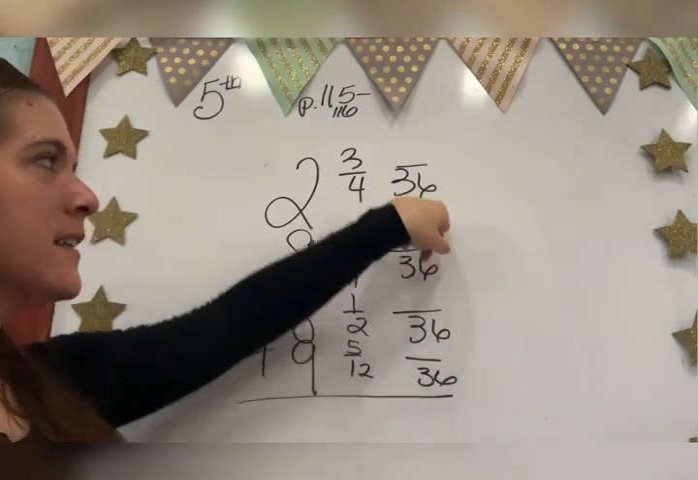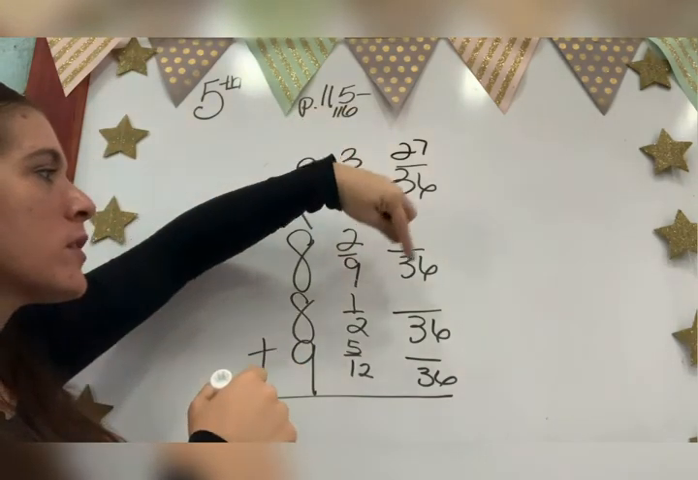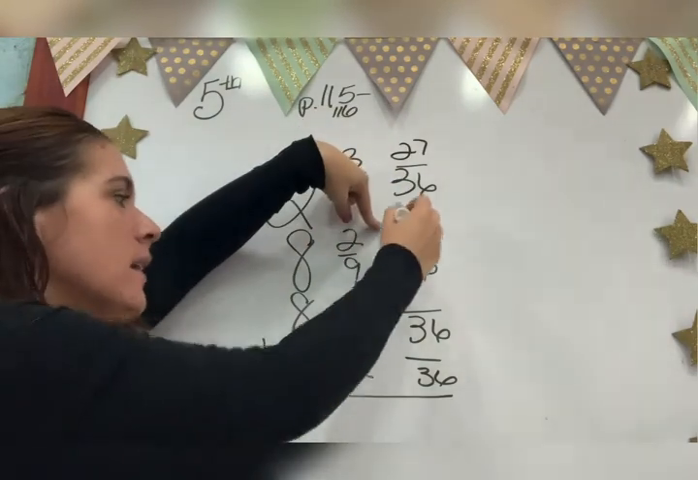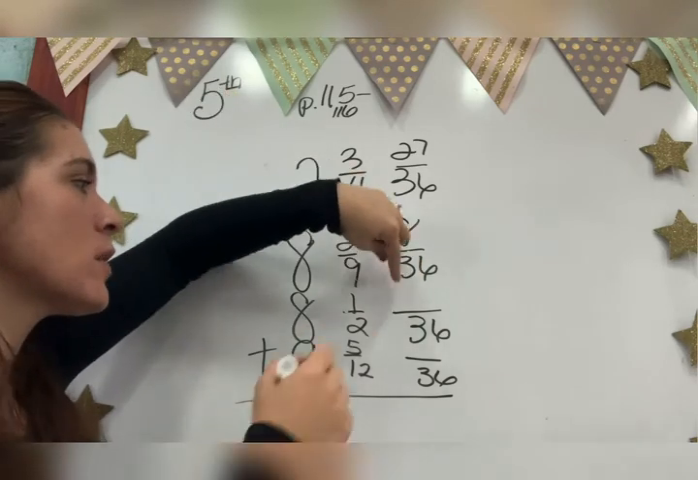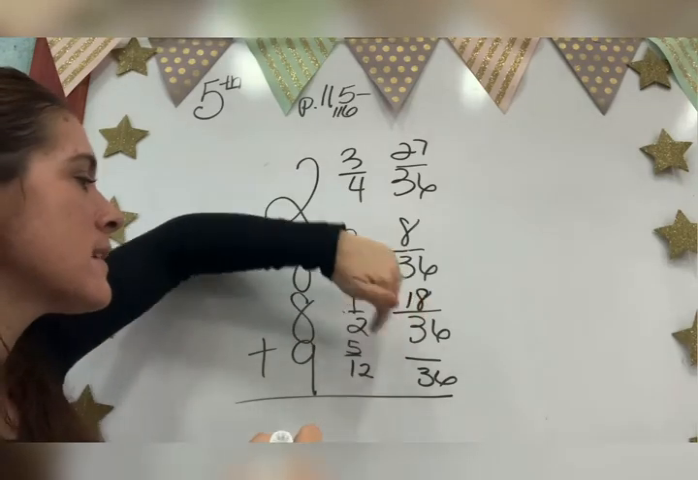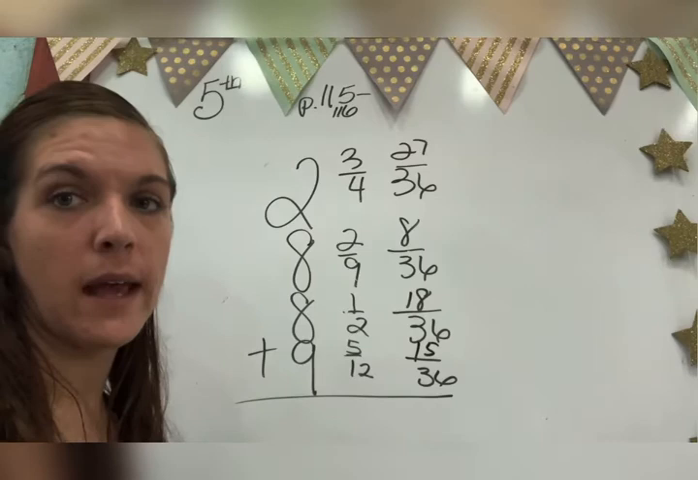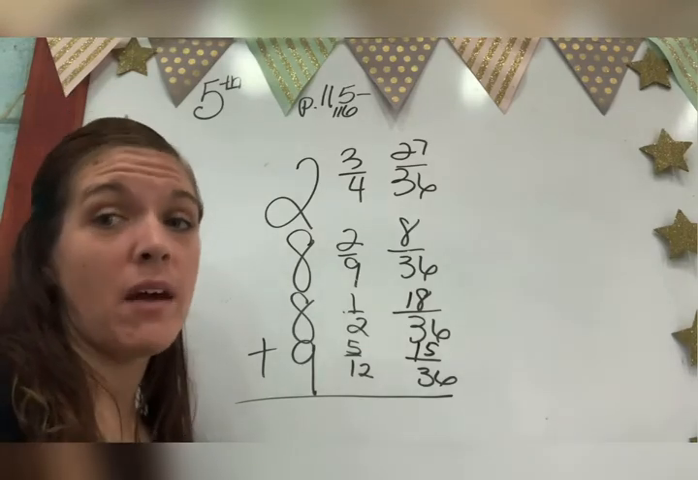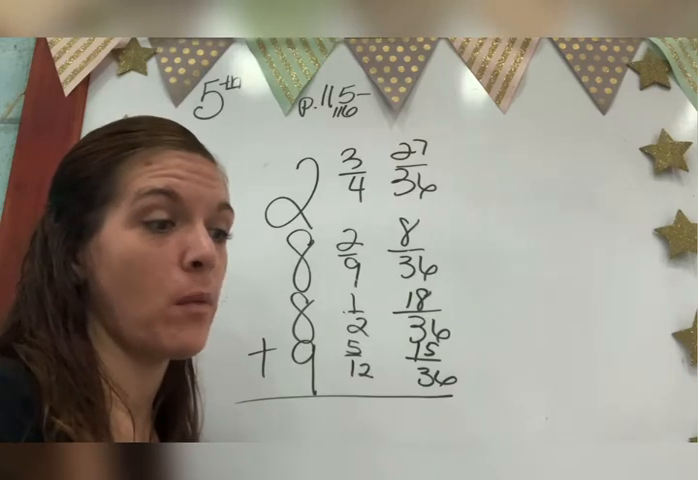4 times 9 is 36, so 3 times 9 is 27. 9 times 4 is 36, so 2 times 4 is 8. 2 times 18 is 36, so 1 times 18 is 18. 12 times 3 is 36, so 5 times 3 is 15. Okay? Now I want to see you try the rest by yourself. I'm just helping you get started on that one. Okay?